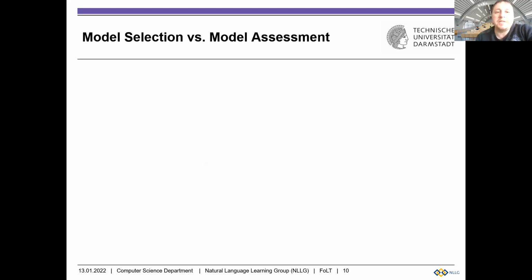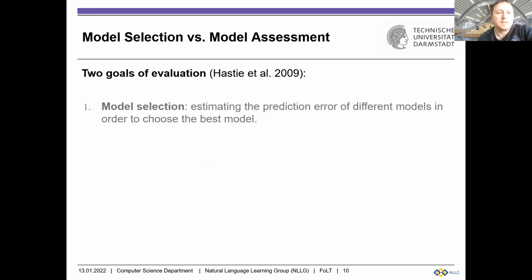And when we estimate the error of our model, we can differentiate between 2 different aspects of evaluation. The first one is model selection, the other one is model assessment. And these are the 2 goals of evaluation pointed out in Hastie et al. So what is model selection? What we have there is we estimate what we can also call the prediction error of different models in order to choose the best model.